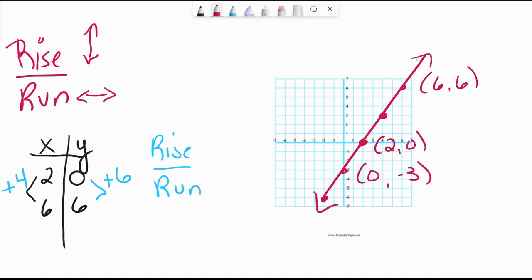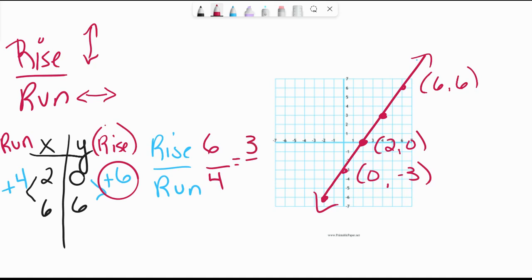So rise is up and down. That's your Y, what's happening with your Y's. And I like to say Y's rise as a reminder. So what's happening with my Y's is they're increasing by 6. And X's will be the run because it's how you go left and right, and it's increasing by 4. And so your slope is 6 over 4. And I can simplify that by dividing each by 2, and I get 3 over 2. That's my slope, 3 over 2.